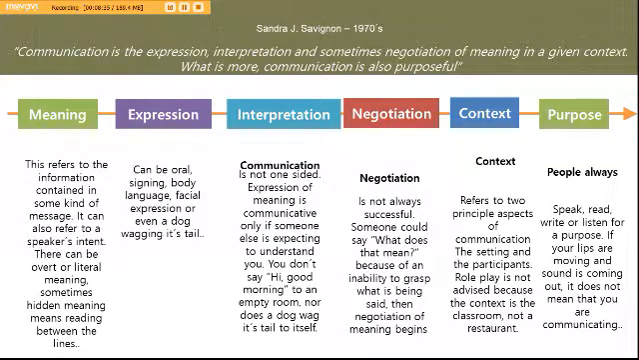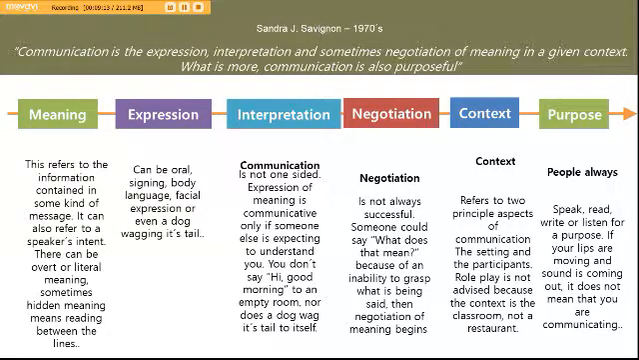Expression. This can be oral, it could be signing, body language, facial expression, or even a dog wagging its tail where it's happy to see you is a form of expression. Interpretation. So communication is not one-sided. Expression of meaning is communicative only if someone else is expecting you or expecting to understand you. For example, you don't say hi, good morning to an empty room, nor does a dog wag its tail to itself. So the interpretation is based on how communication is two-sided generally.